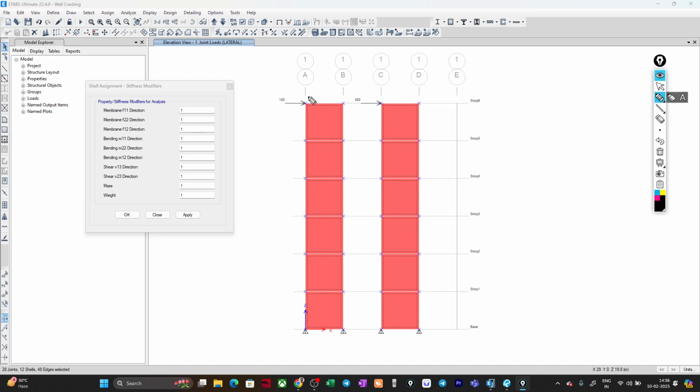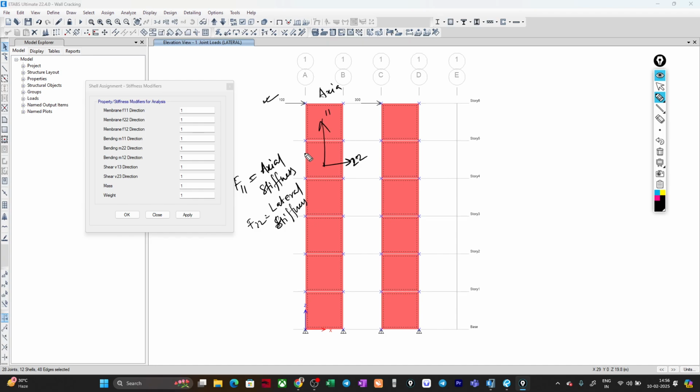Remember, F11 is nothing but the axial stiffness. This is my 1 direction, this is my 2 direction. The F11 defines the axial stiffness, and F22 defines the lateral stiffness. So when you have this load, and obviously it has some self weight or some gravity load also on this.